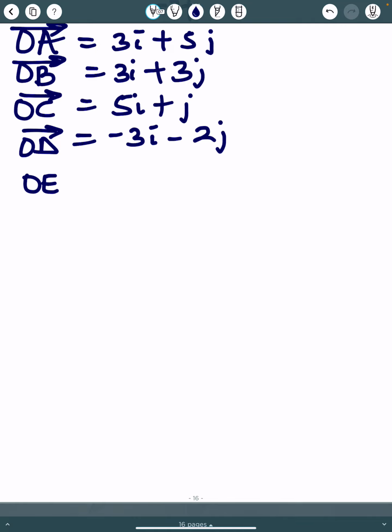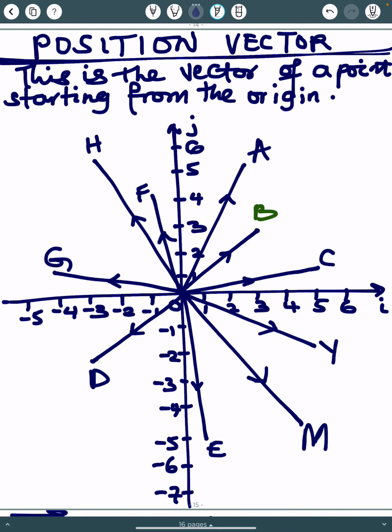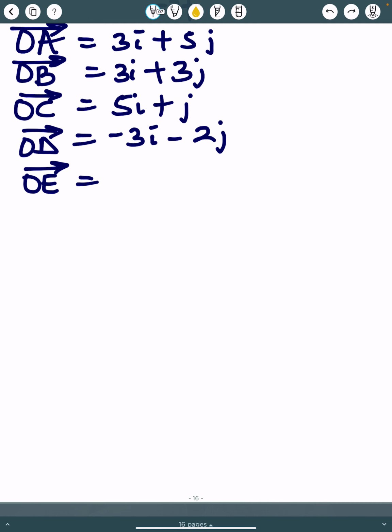Let me write the position vector of OE. How do we write the position vector of OE? OE is 1 unit on the horizontal here to the right, that's plus 1i, then minus 5 units on the vertical, minus 5j. So the position vector of E is 1i minus 5j. I can also write it as plus 1, minus 5. Any of this is okay.